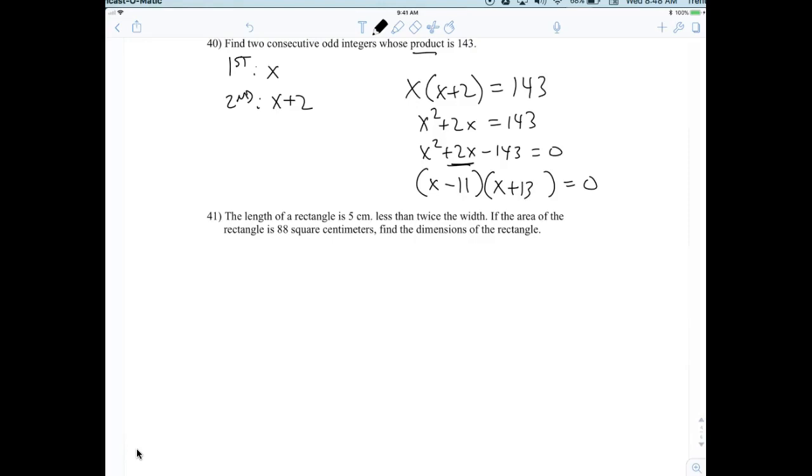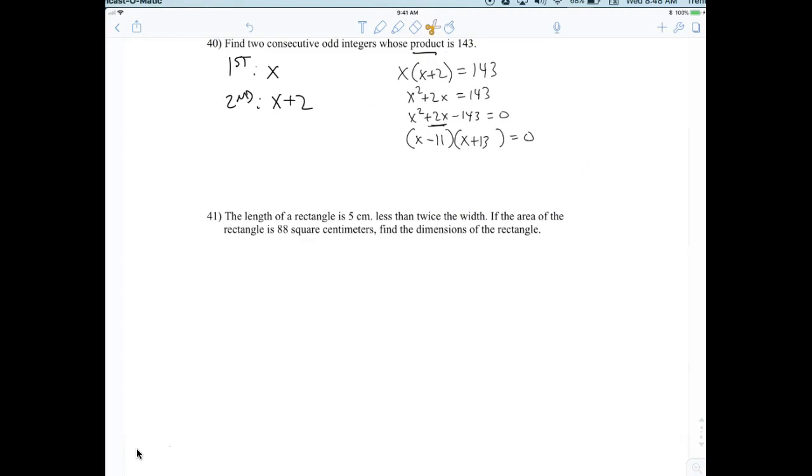All right, so my final answer is X could equal 11 or negative 13. Now, again, that's not the answer, so you got to stay with me. X equals 11 or X equals negative 13. It says find the numbers. So the numbers are 11 and 13, or it could be negative 13 and negative 11.